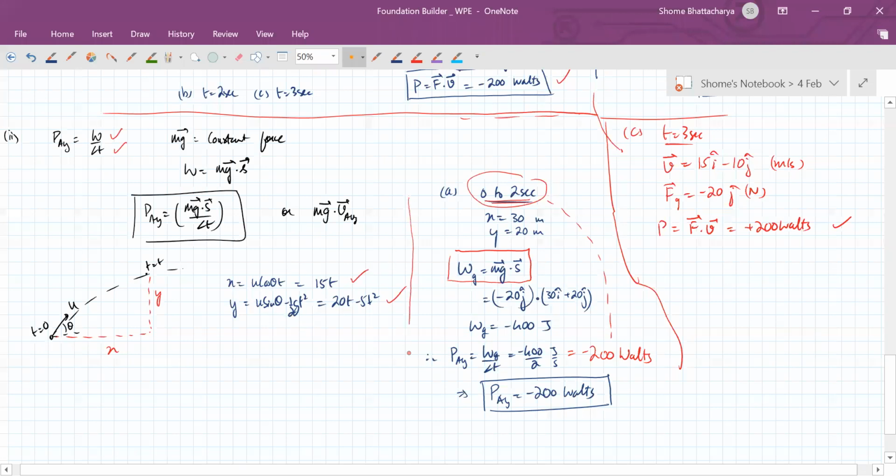Now in this formula, I will substitute t equal to 2 seconds, so I'll get my x component and y component of displacement. Then the dot product of force with displacement will give me work done. After work done, I will divide that by the time interval, which is 2 seconds. So work done divided by time will give me the average power. Is it clear now, Hitanshu?